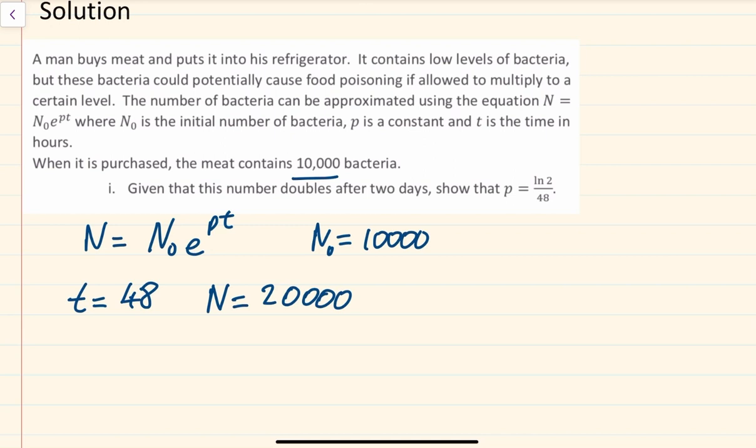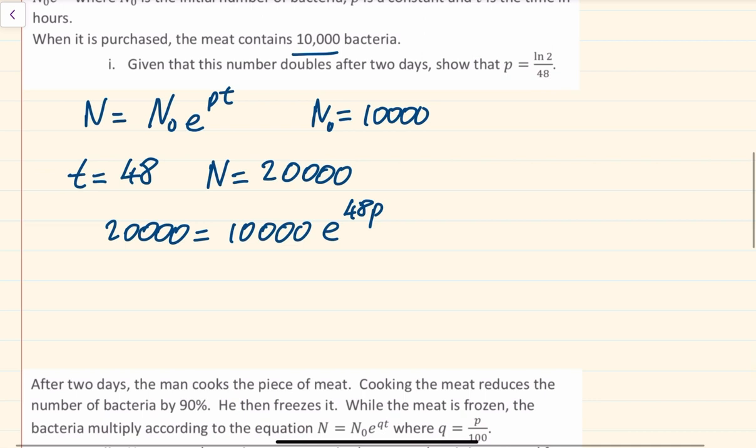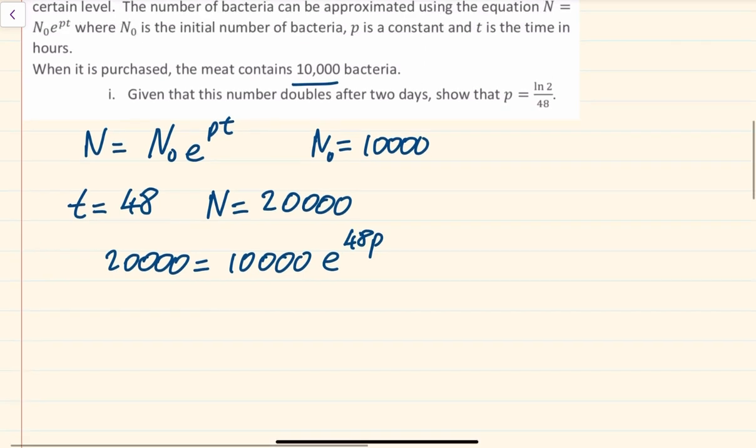So we're going to sub both of those things in, so you put in 20,000 for N, and that is equal to 10,000 times e to the 48P. And all it is from now on is just a rearranging the formula question. We want to end up with P is equal to something, so that's where we're trying to get to. So in this equation, 20,000 is equal to 10,000 e to the 48P.